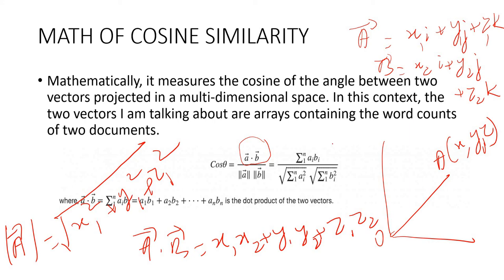If we generalize this, we can write it in this form: sigma of 1 to n ai bi divided by root of sigma of 1 to n ai square times root of sigma of 1 to n bi square. That is a dot b over the moduli. So that is the math of cosine similarity. Mathematically, it measures the cosine of the angle between two vectors projected in a multi-dimensional space. In this context, the two vectors I am talking about are arrays containing the word counts of the two documents.